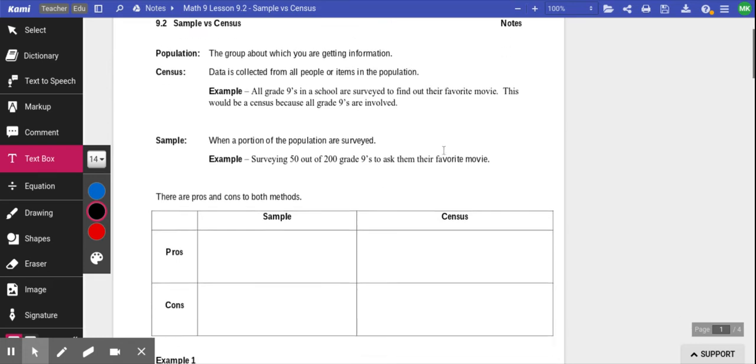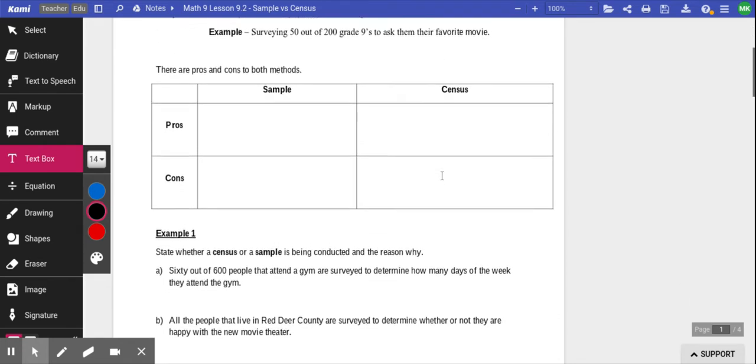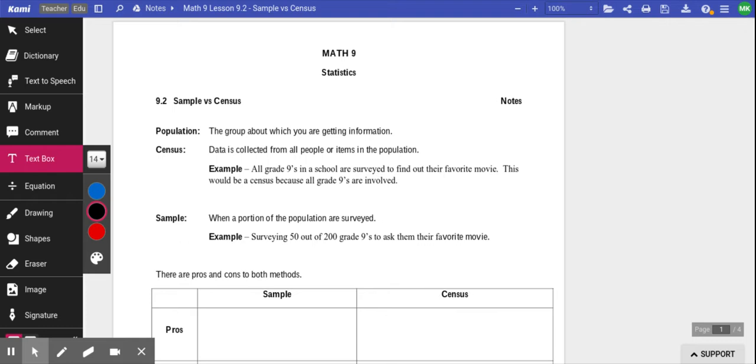Hello and welcome to the last lesson that we are doing for Math 9 this year. Congratulations, you've made it. So we're going to be doing our final lesson, 9.2. This is the second lesson of statistics. We're going to talk about sample versus census.